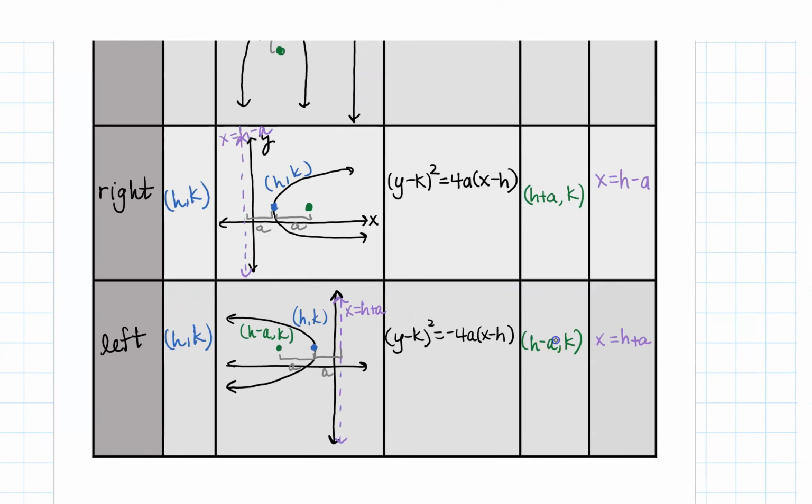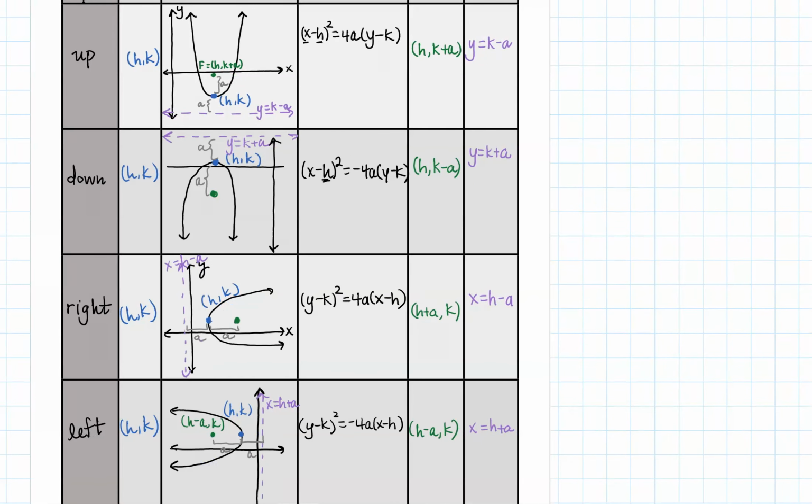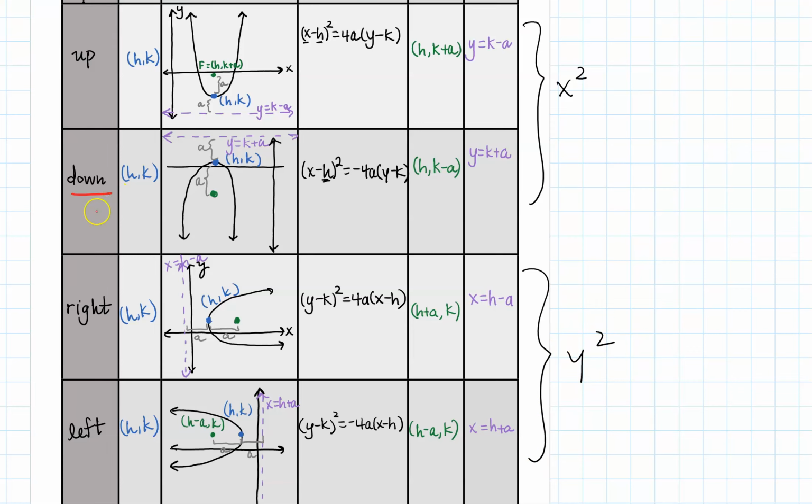So in this table, there are some general patterns going on here. When the parabola opens up and down, x is what is squared. When it opens right or left, y is what is squared. When the parabola opens down, we have the negative. When the parabola opens left, we also have the negative. If it opens up or right, then it is a positive.